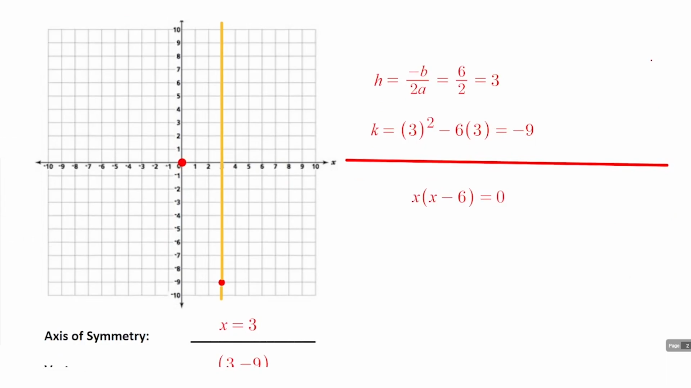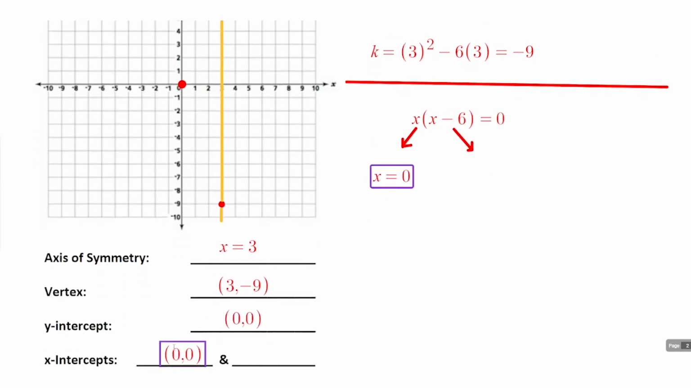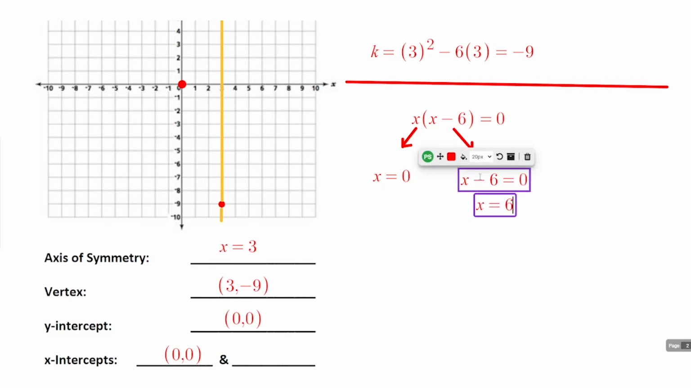Now, since it's already in factored form, I can set each one of these factors equal to 0 individually and solve them. So either x equals 0, which doesn't require any solving, that matches up with the x-intercept of 0 that we were already expecting. And then x minus 6 equals 0. If we add 6 to both sides, we get x equals 6. So my other x-intercept is going to be (6, 0).